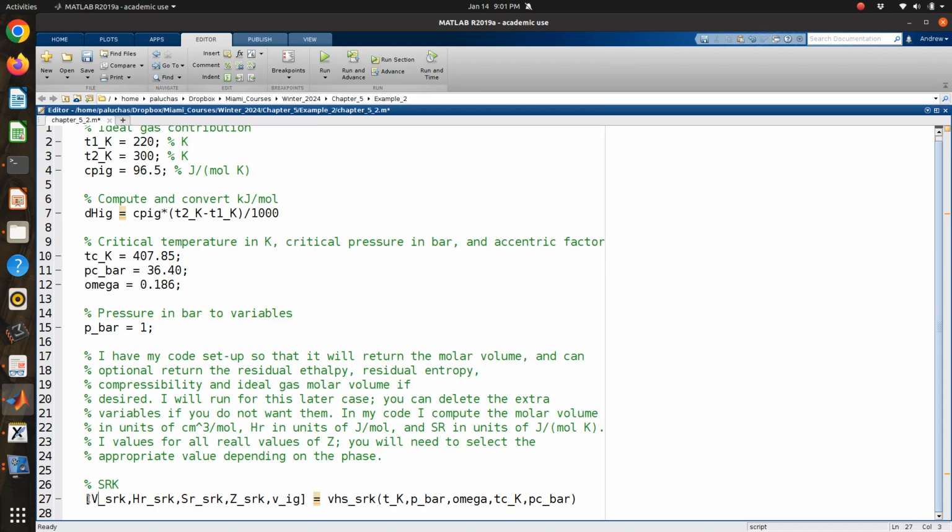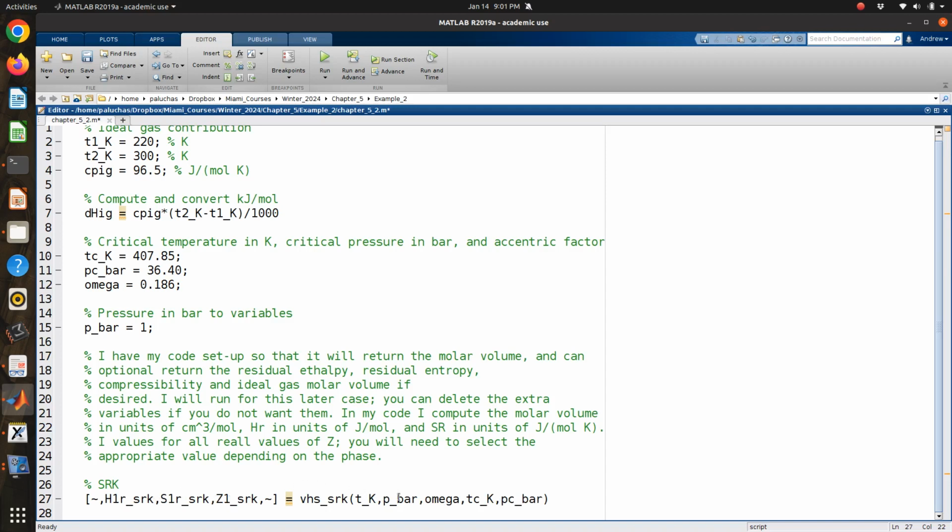Actually, if I look at what I have, this is set up so it returns volume, residual enthalpy, residual entropy, Z, and V ideal gas. I don't care about V, so I'm just going to put a squiggly mark in there. Residual enthalpy I care about, so I'm going to call this first one H1R. Entropy I care about. I'm going to need that for the second problem, for part B, so I'll call that S1R. Z I care about in terms of identifying phases, so I'll let that live. And then I don't care about V ideal gas. So I'll call those H1R, S1R, and Z1R.